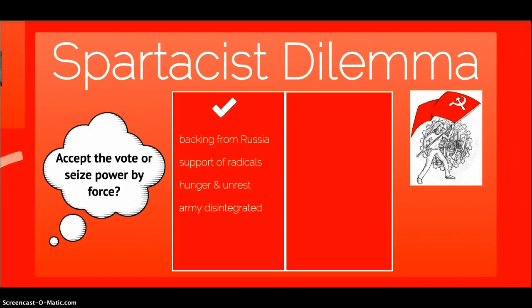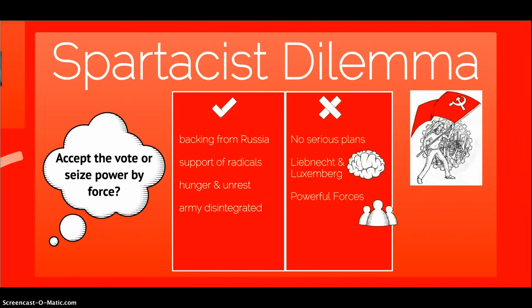They do have backing from Soviet Russia. They do have the support of some radicals, especially within the trade unions. There is hunger and unrest throughout Germany, and if you know anything about the Russian Revolution, that was certainly a catalysing force for the Bolsheviks taking power there. The army has disintegrated at the end of the war, and so there's no united army theoretically going to provide any opposition to them. However, in other ways, it's not so favourable, not so realistic that they seize power.